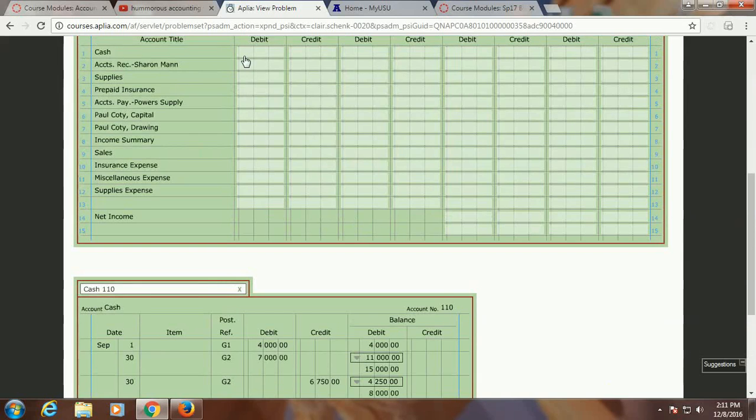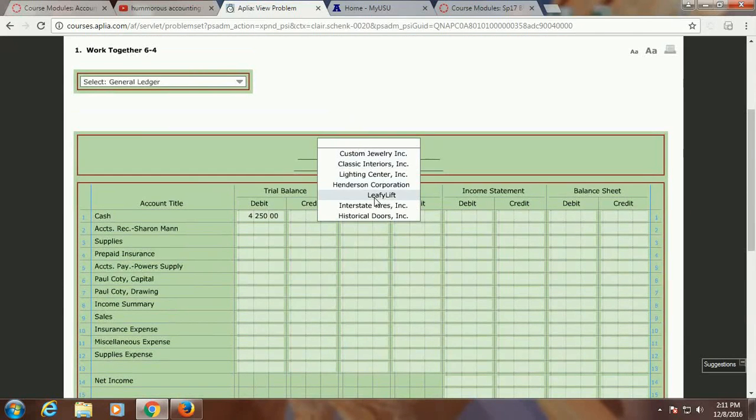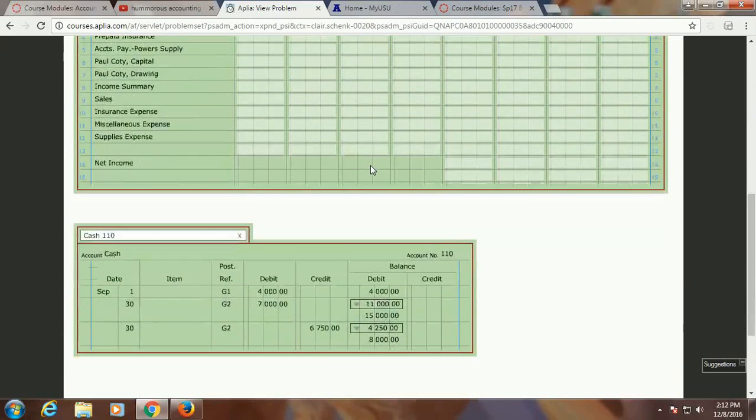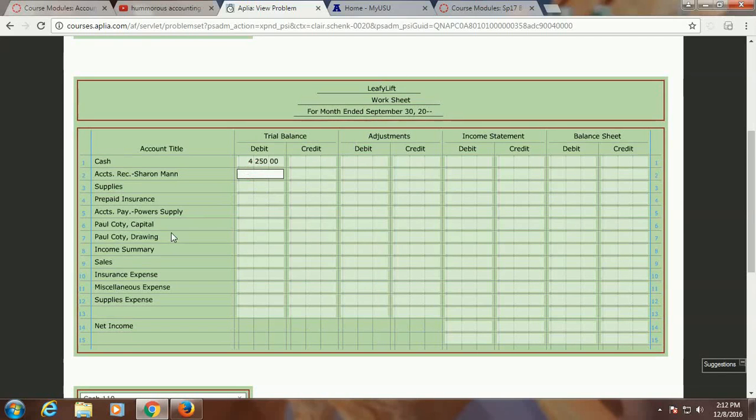So up here in the cash account, I put the 4,250 in my debit column. Oh, I should put the account title. This is Leafy Lift. And what month is it for? Is it September? For the month end of September. So there are my titles. Now I'm going to go to the next account.